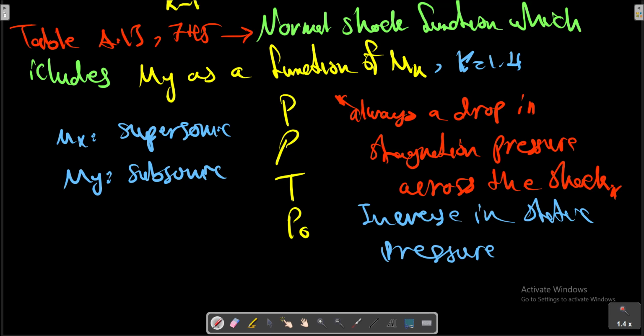Nozzle and diffuser coefficients is the next section.